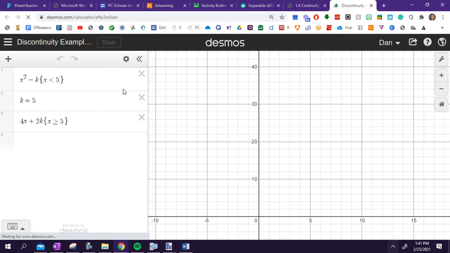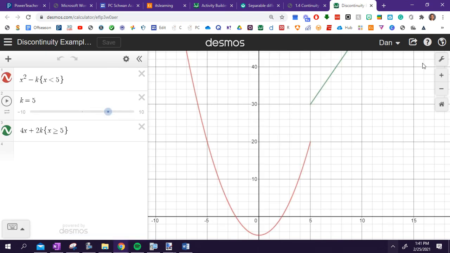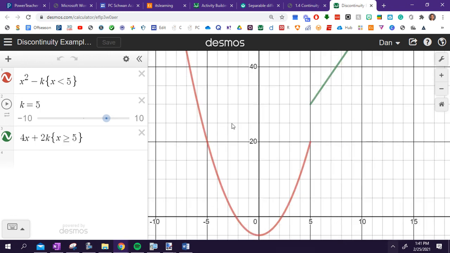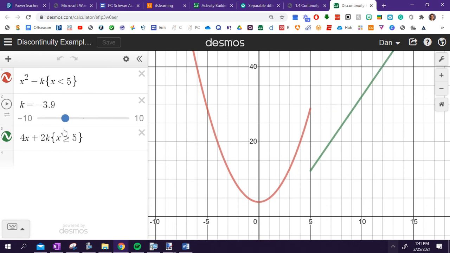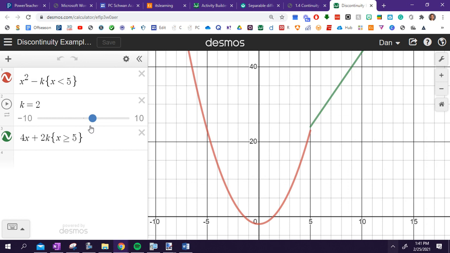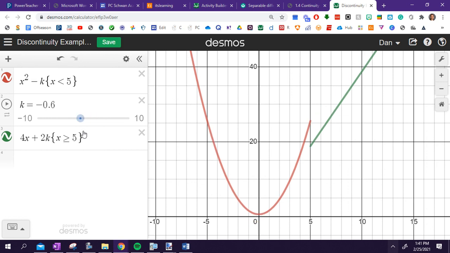I've got a parabola when x is less than 5. I've got this line when x is greater than 5. I want to know when they're continuous. Right now, is it continuous? No. Still not continuous. Somewhere in there, we don't know necessarily where, but it was somewhere in that spot when those two were continuous. That's what I'm trying to find.